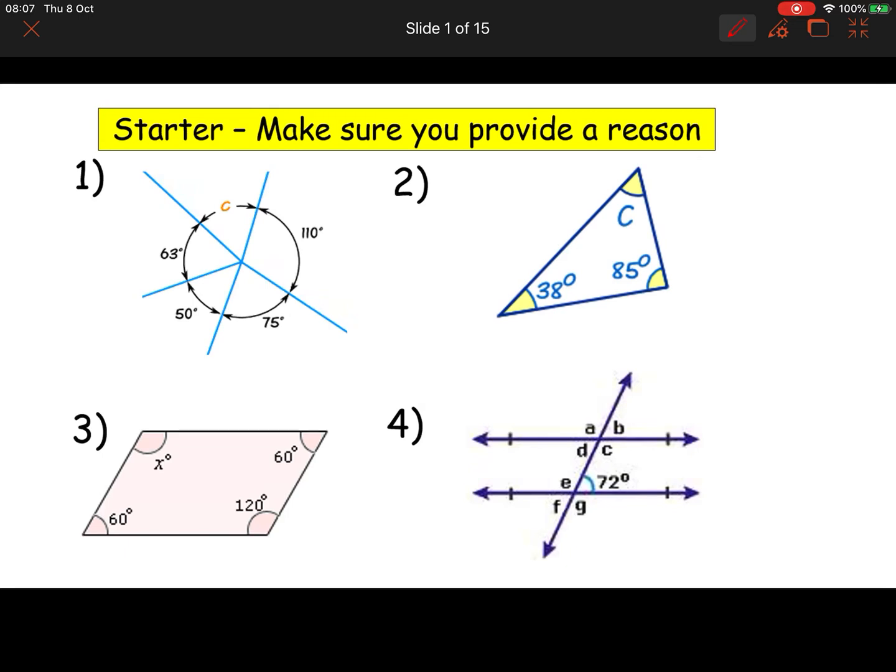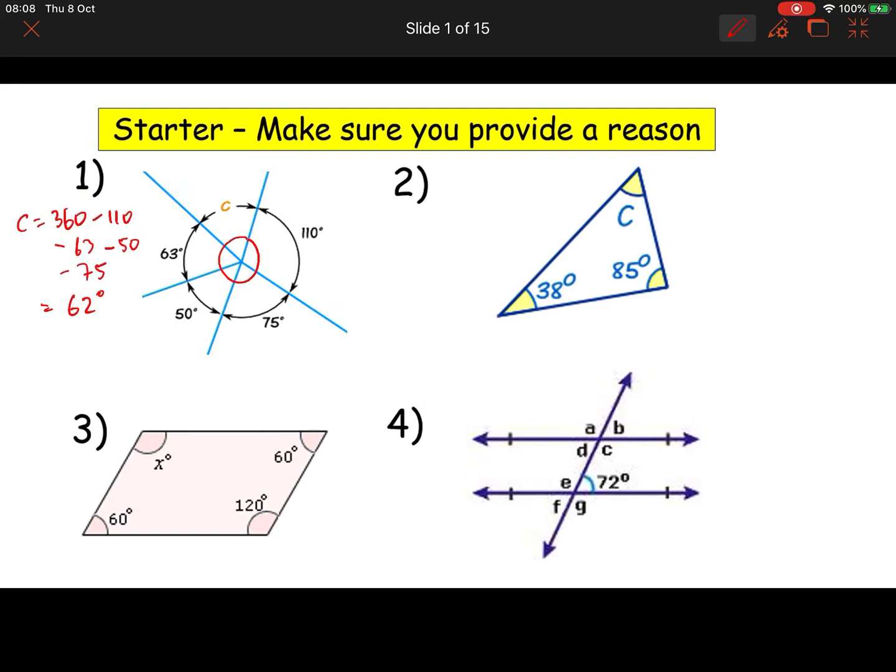For the first one, what you've got to do is recognize the rule that all the way round is 360 degrees, 360 degrees in a circle. So to find C, all we need to do is 360 minus 110. Let's write this down. C is equal to 360 minus 110 minus 63 minus 50 minus 75. Let's do that on the calculator, and that will tell me that C is equal to 62 degrees.